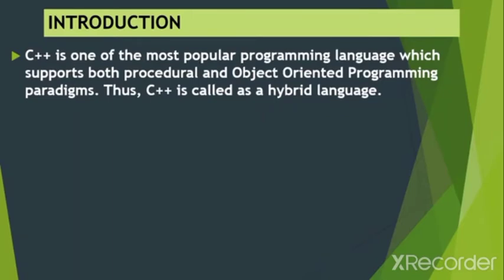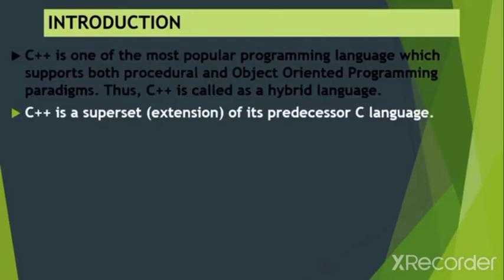Procedural is nothing but a sequence of instructions executed in sequence order. Then the object-oriented programming concept is a high-level concept that is used to solve complex problems. C++ is a superset extension of its predecessor, the C language.